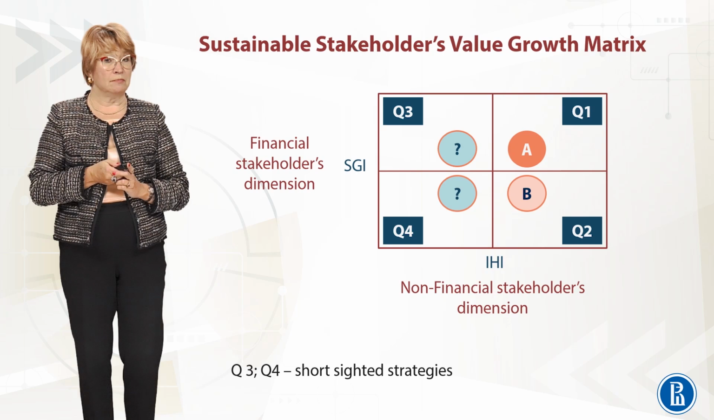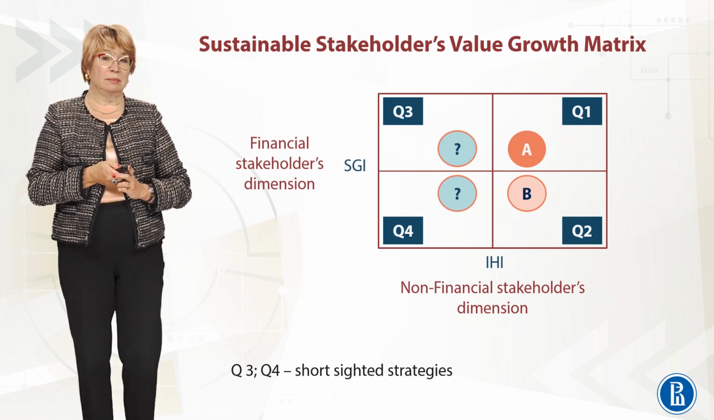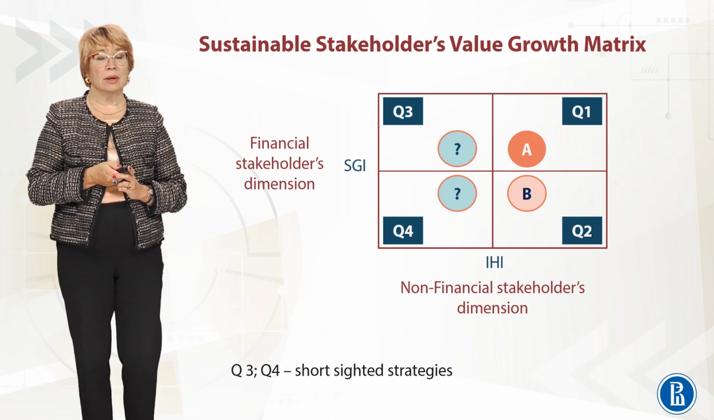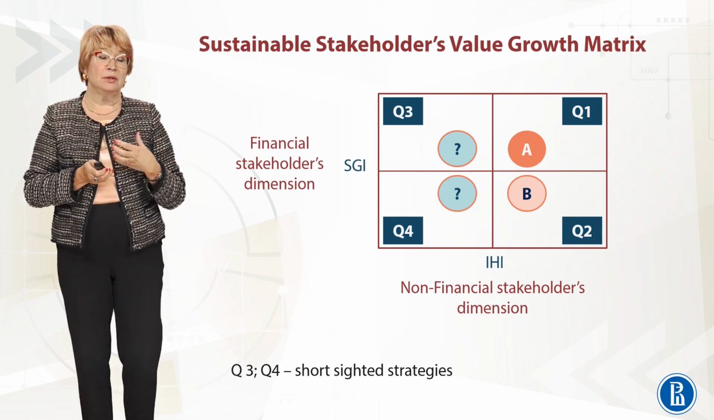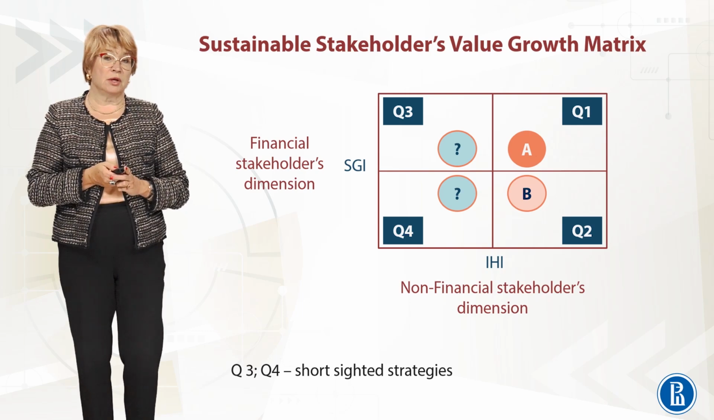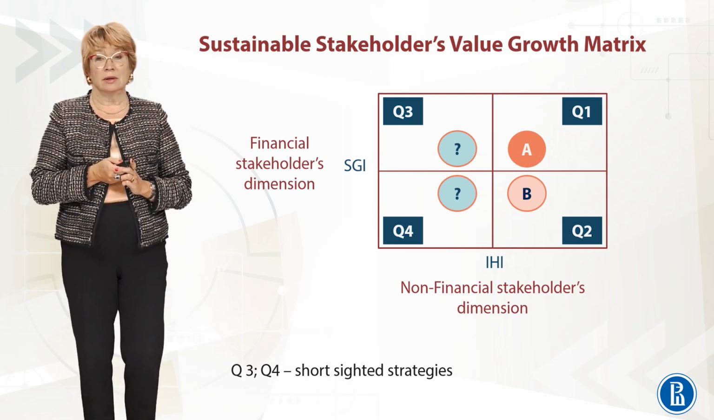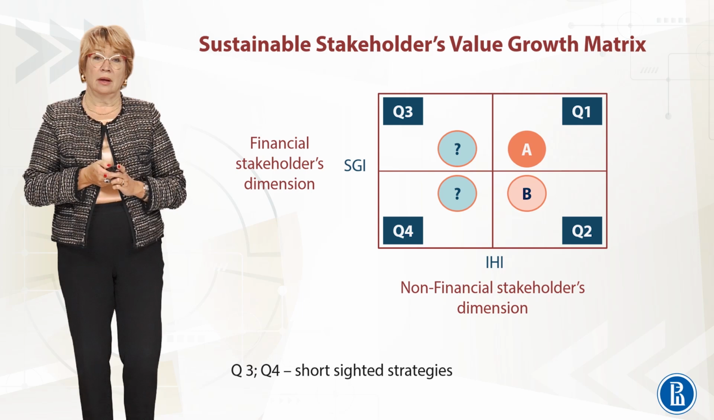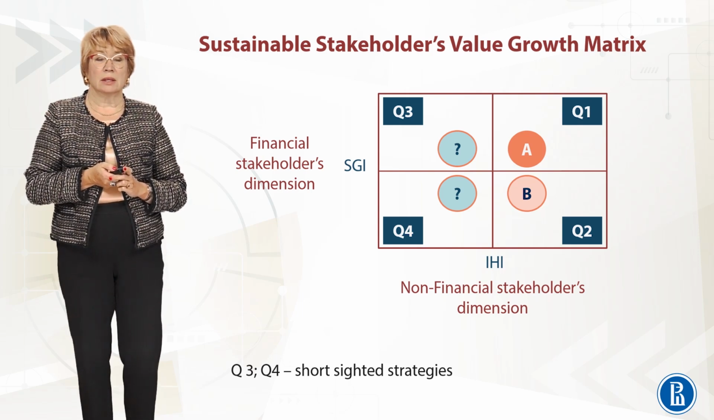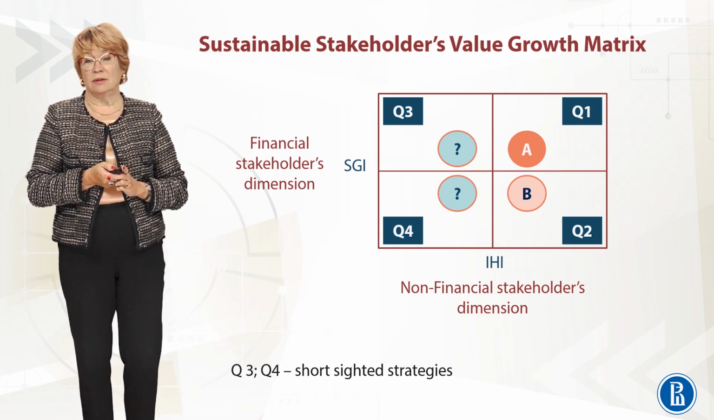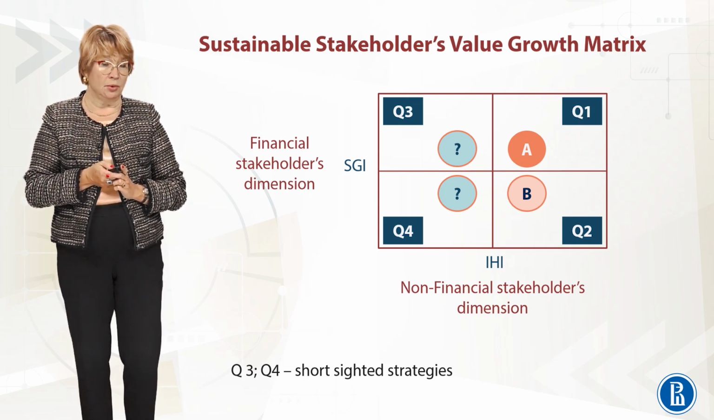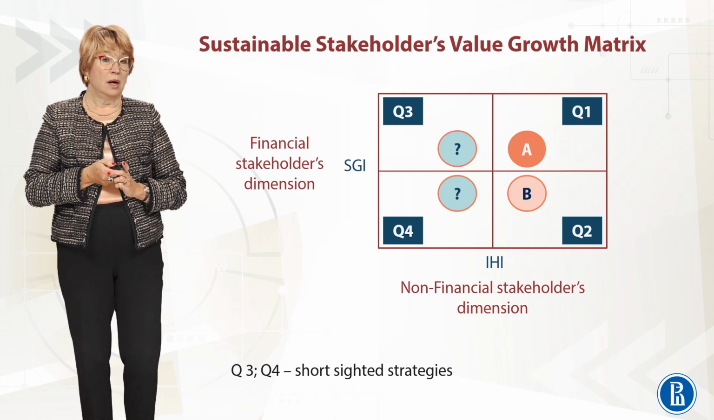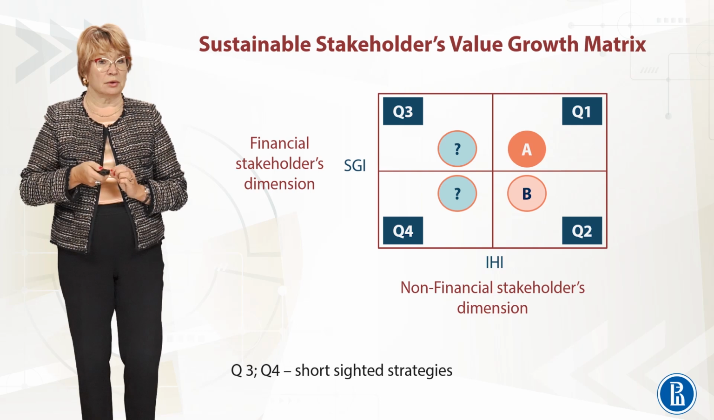Q2 now is a type of strategy where we will have a very high degree of meeting the interests of non-financial stakeholders by all the actions in the strategic plan, but maybe we are losing some dynamics in the shareholder value creation, but it's still a possible strategy. But how about Q3 and Q4? There are question marks here.